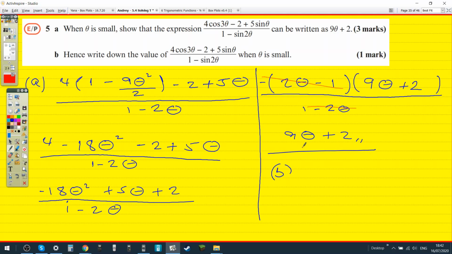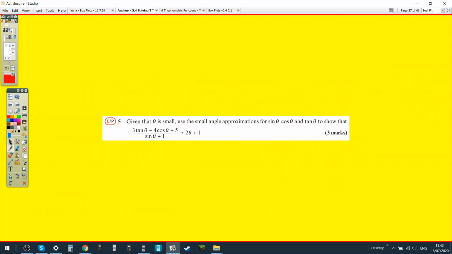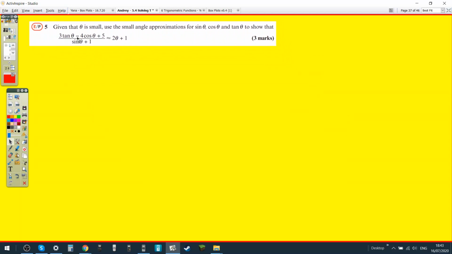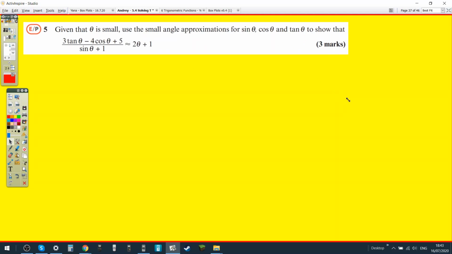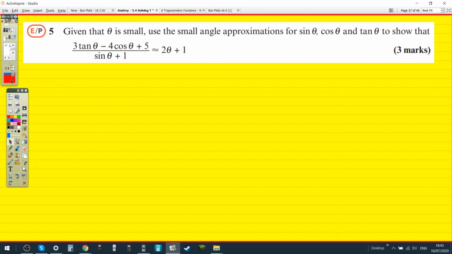Part B. So this one turns out it was a quadratic and you had to factorize it. My guess was the top bracket would be 1 minus 2 theta for one of them so that it will cancel down and not be a fraction. Any questions there? No. That's all right. Given that theta is small, use this small thing for this one. It's very similar.